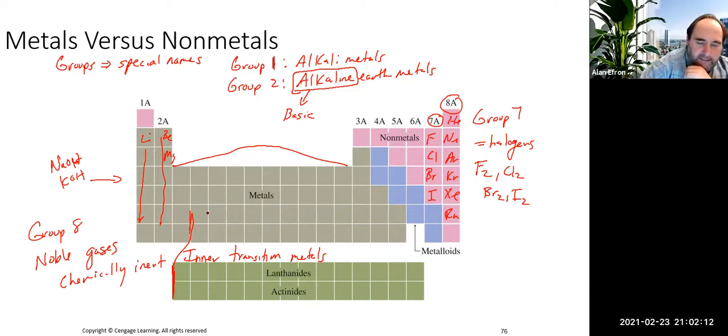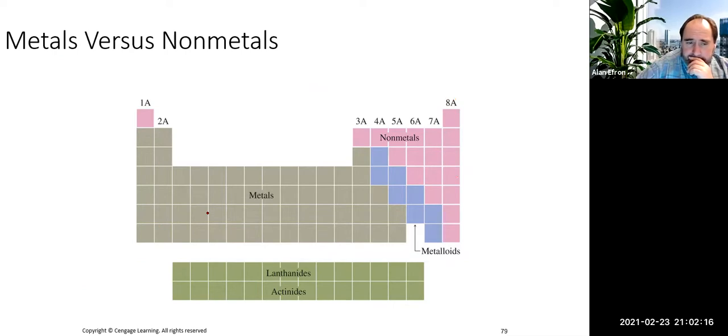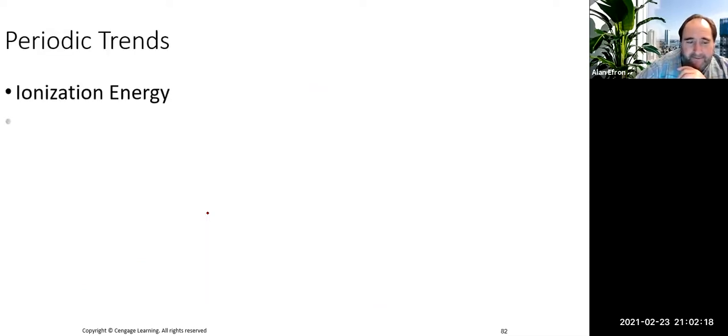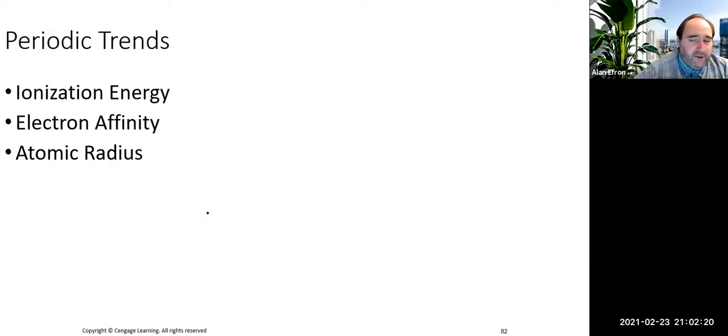So now that we've talked about the periodic table, let's talk about periodic trends and what's going on with them, why we see certain things occur. There are really three major trends that we're going to talk about. We're actually going to add one more, which is electronegativity.